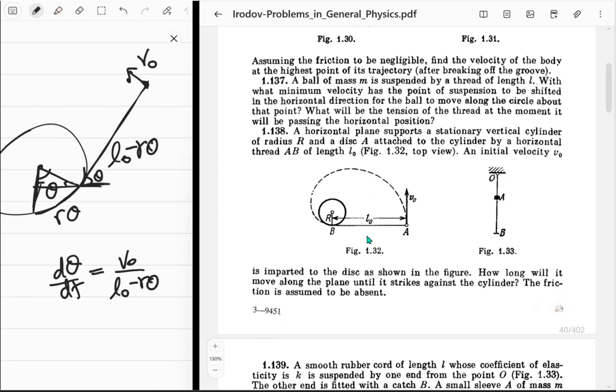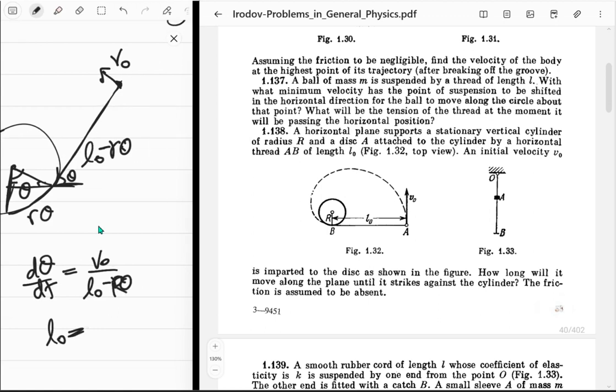You could just analyze the same thing with a different reference frame. So that's the equation we get: d theta upon dt is equal to v naught upon L naught minus r theta, and then we just integrate that. When this completely winds up, we don't know what theta will be, but I should put this as capital R theta. So we will get L naught equal to capital R theta. That's when this will happen.